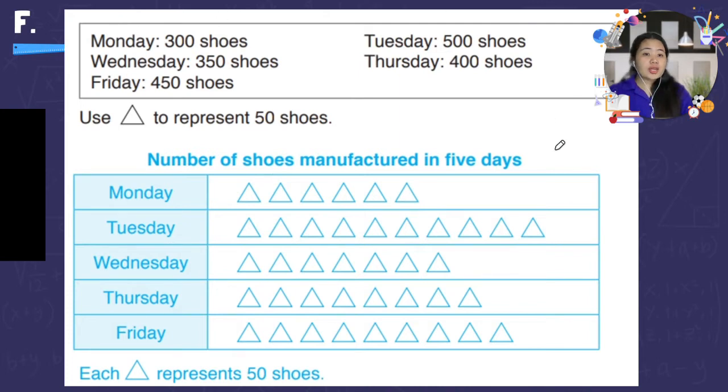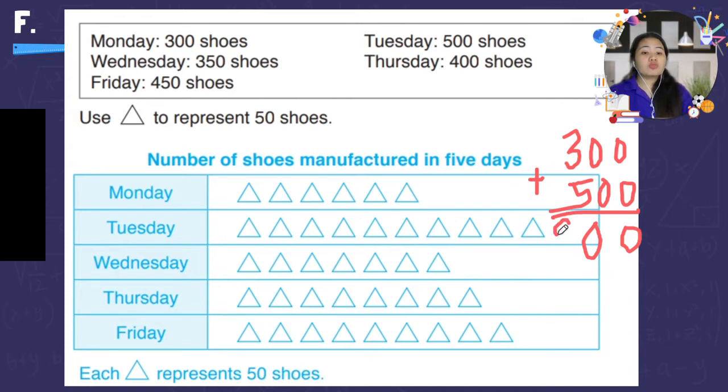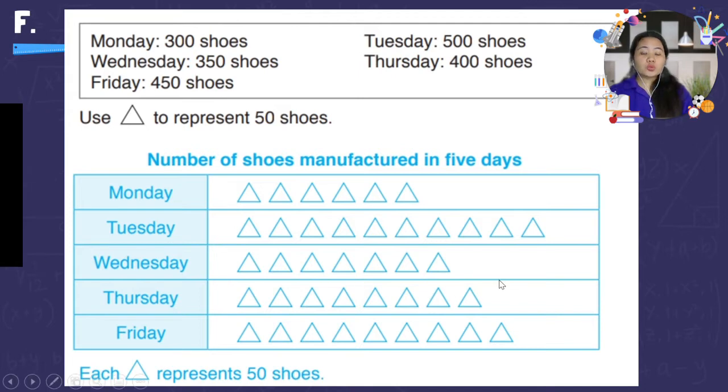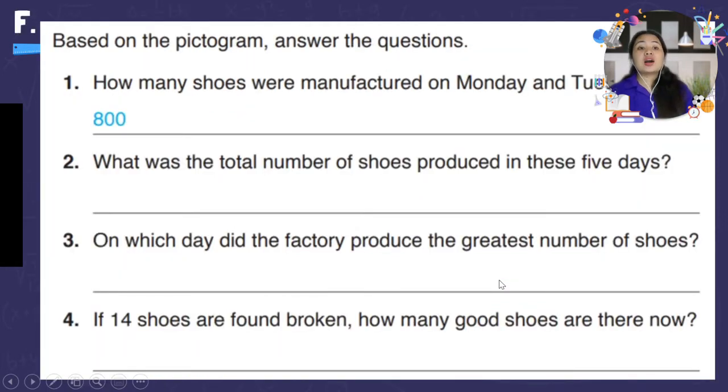So Monday has 300 shoes plus Tuesday, which has 500 shoes. Then let's add. 0 plus 0 is 0. 0 plus 0 is 0. Then 3 plus 5 is 8. Okay, good job. So number 1 will be 800 shoes. So you have to add the 2 days.